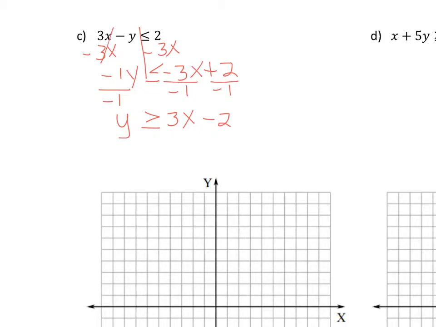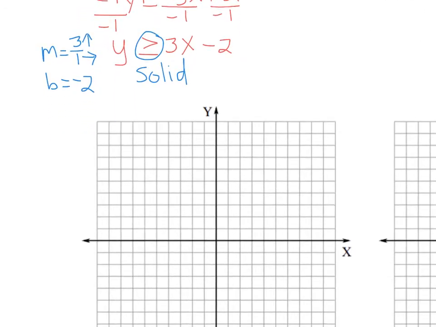Our slope is 3, or 3 over 1, which means I go up 3, right 1, and our y-intercept is -2. I know it is a solid line because of that greater than or equal to, so I know the boundary is solid, so it would be a closed half plane. Let's go ahead and draw this.